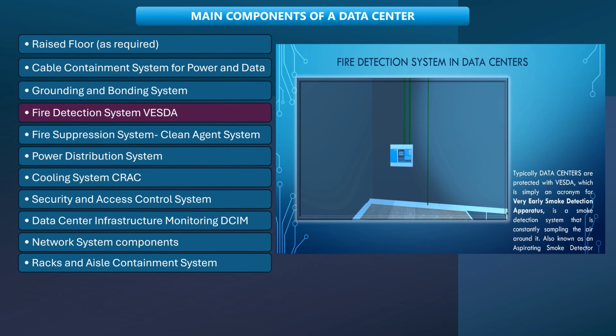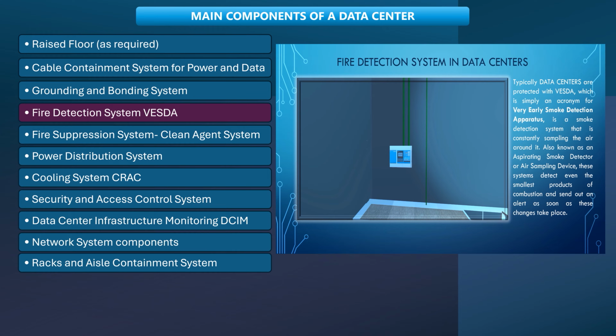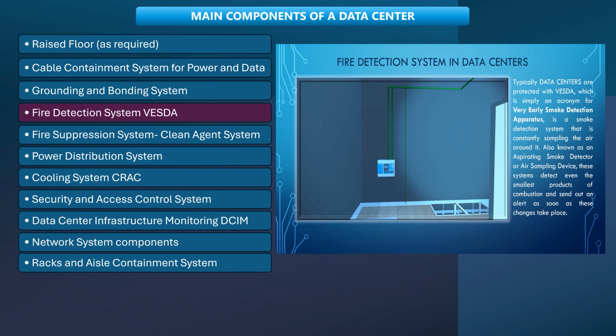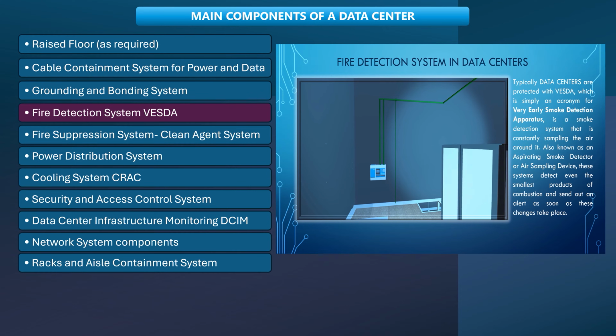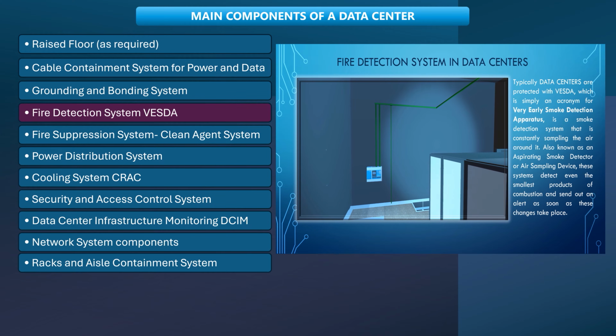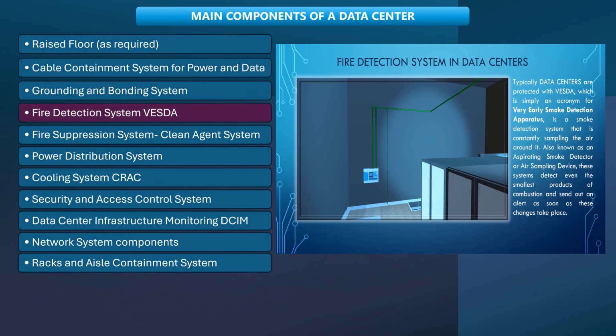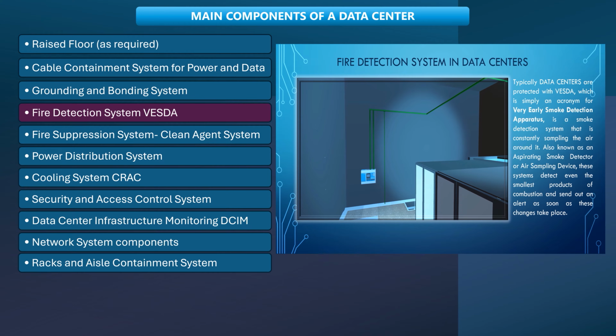VESDA. Typically, data centers are protected with VESDA, which is simply an acronym for Very Early Smoke Detection Apparatus, a smoke detection system that is constantly and actively sampling the air around it. Also known as an aspirating smoke detector or air sampling device, these systems detect even the smallest products of combustion and send out an alert as soon as these changes take place.